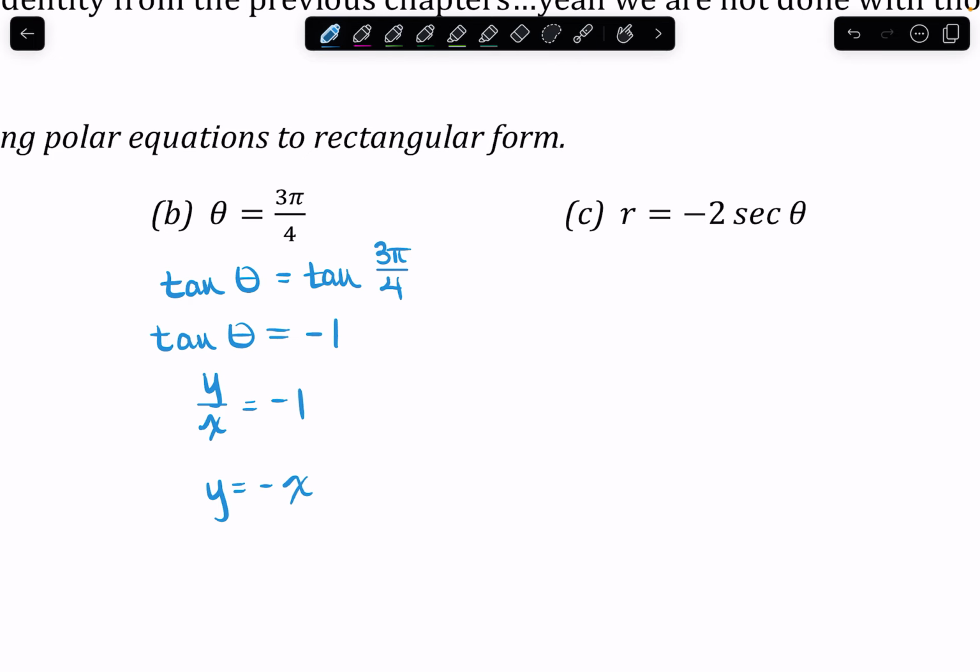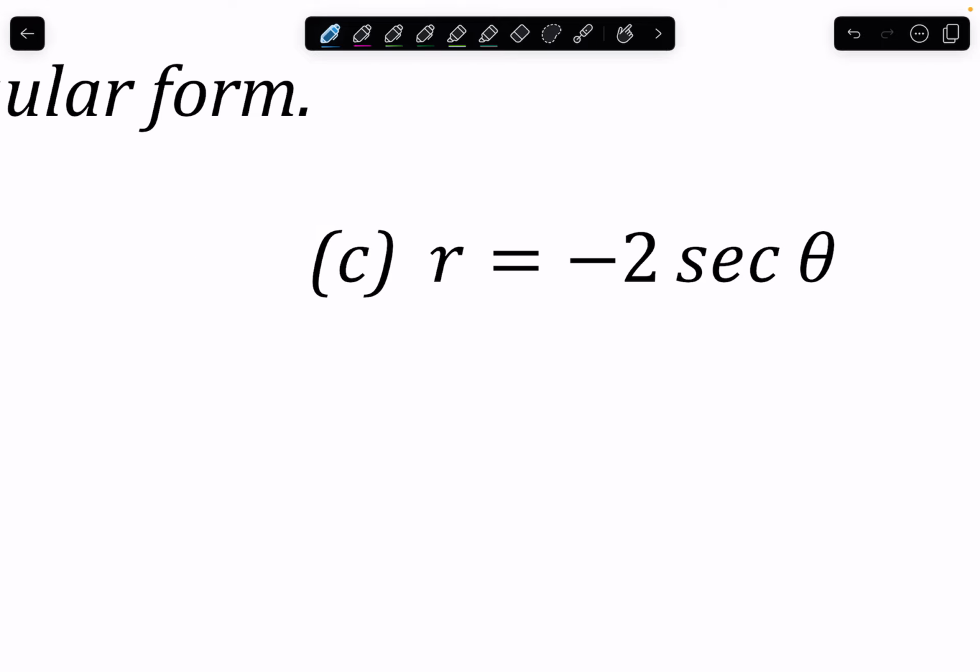All right, third one, r equals -2 times secant of theta. In looking at this, I don't have a conversion for secant. I do have a conversion for cosine. So let's try writing it in terms of cosine. So r equals -2. Secant is the reciprocal of cosine, so I could change this to a fraction with cosine in the denominator. Well, I know I've got a relationship between r and cosine if I could slide those together.